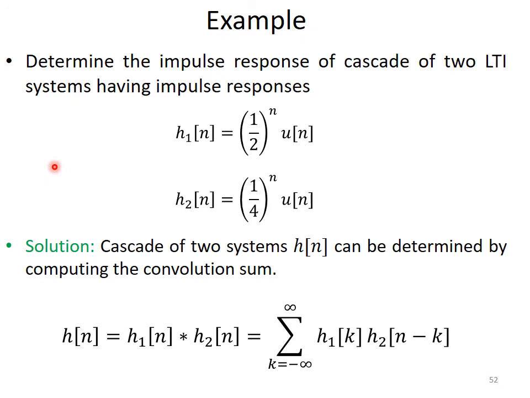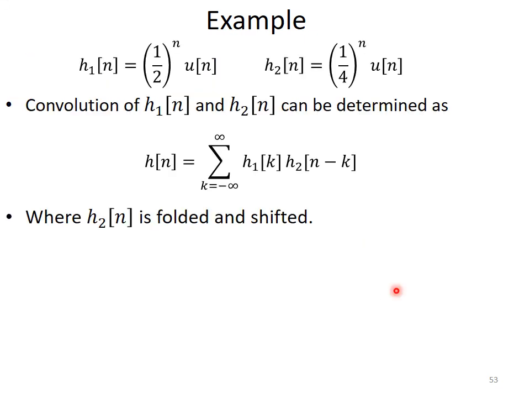So the cascade of two systems can be determined by computing the convolution of both systems, h1 of k and h2 of n minus k. Right, so again let me tell you, it won't matter if you fold and shift h1 of k or you fold and shift h2 of k. In both ways you'll get the same result. So here h2 is folded and shifted and then multiplied with h1.